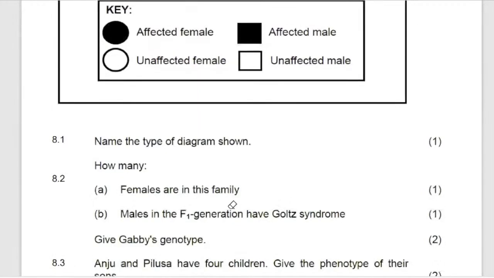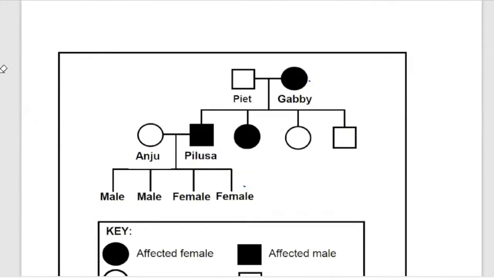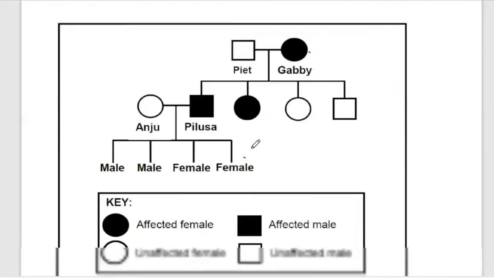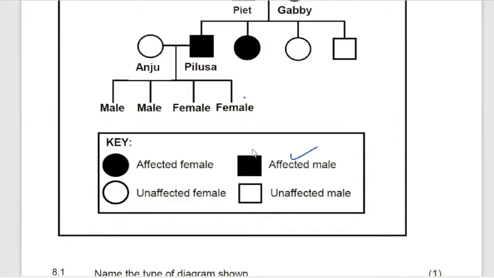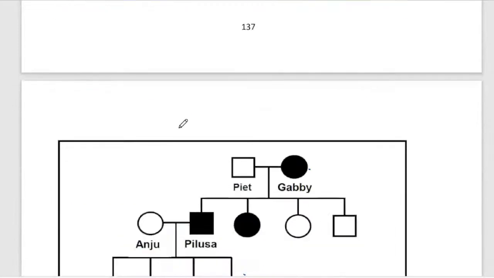Okay, name the... All right, let's find out. Remember now they're saying that this is affected, and this is also affected. This is unaffected. But don't forget that this syndrome is caused by a dominant allele. Therefore, these people who are affected are going to have the dominant allele, capital G.